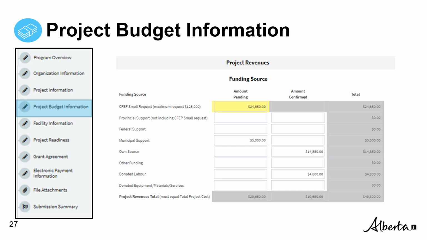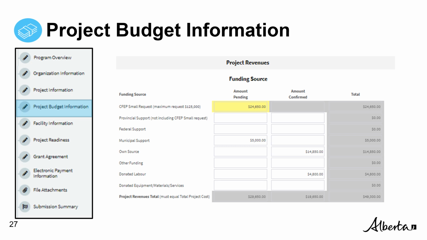The last section of this page you will need to complete is your project's revenues. Please note that the maximum eligible CFEP Small funding request is $125,000 on a matching basis. Applicants must contribute an amount equal to or exceeding the CFEP Small grant request towards the expenses of the project. As we have mentioned, the matching funding may be in the form of cash or donated labor, equipment, operation, or materials and services, all of which must be specifically related to the project.